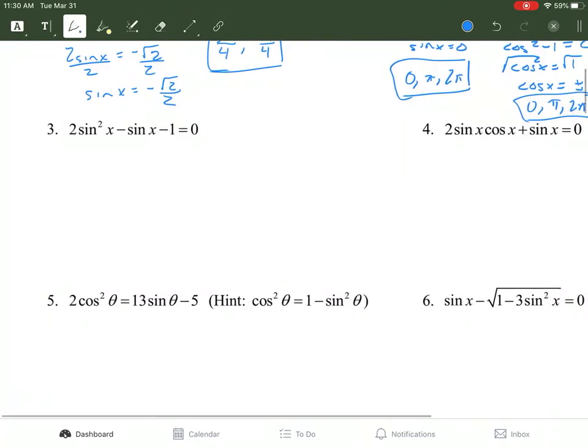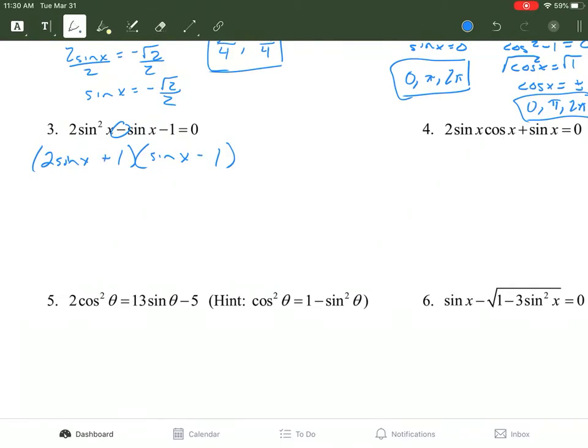Number 3. This is just a quadratic equation with a sine function in it, so we can factor it. So we have 2 sine of x and sine of x. All right, that gives you the 2 sine squared of x when you multiply those together using distributive property. To get the negative 1 in the end, we have to have 1 times 1, because that's the only thing that's going to give you 1 when you multiply that. And you have to get a negative 1 in the middle, so this one's going to be negative and this one's going to be positive. Okay, so that's the factors of our equation in number 3.